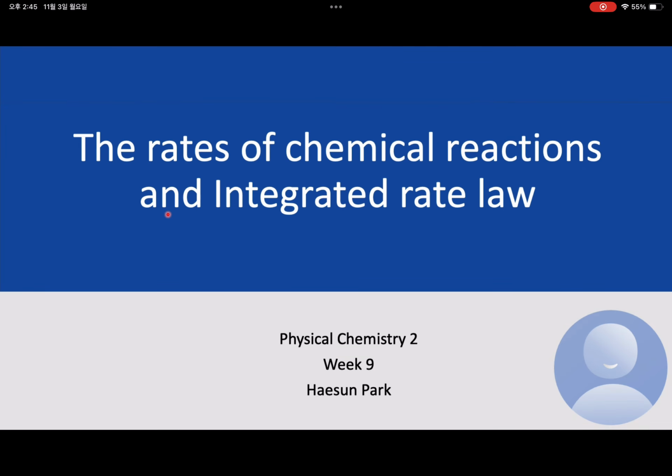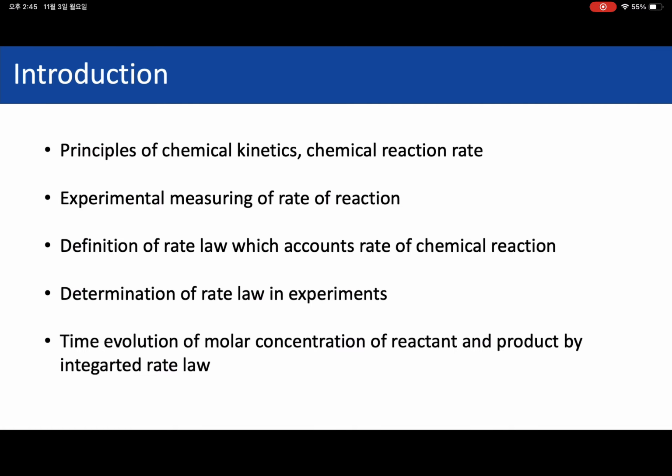And the corresponding integrated rate law. So what we're going to learn today is first the principle of chemical kinetics, which is the chemical reaction rate. The length scale that we are dealing with today is more macroscopic, which is relatively large, the real world scale rather than the atomic scale.